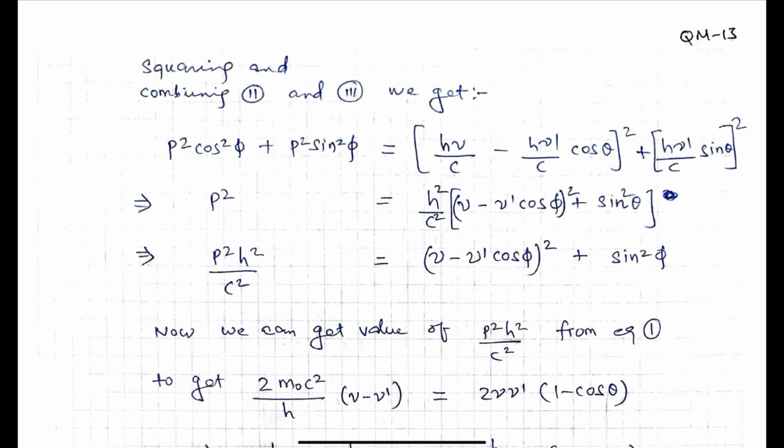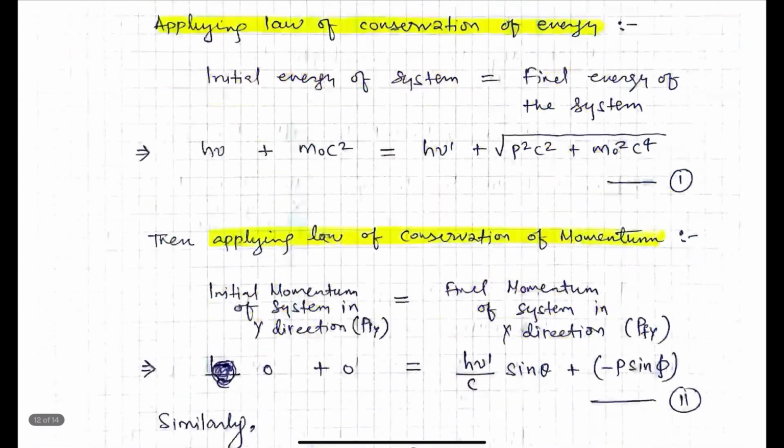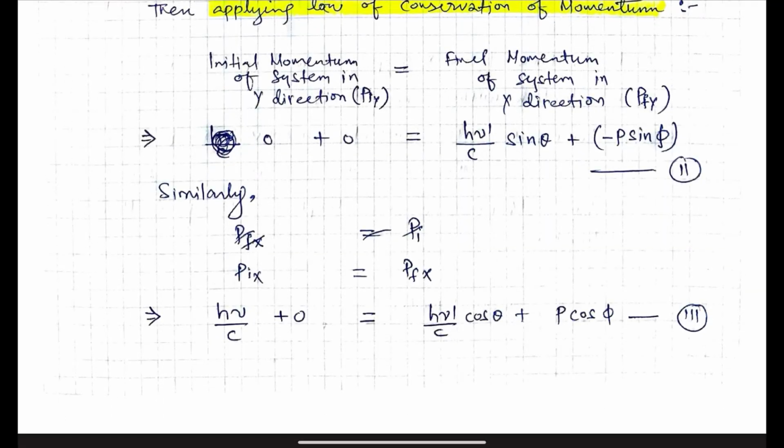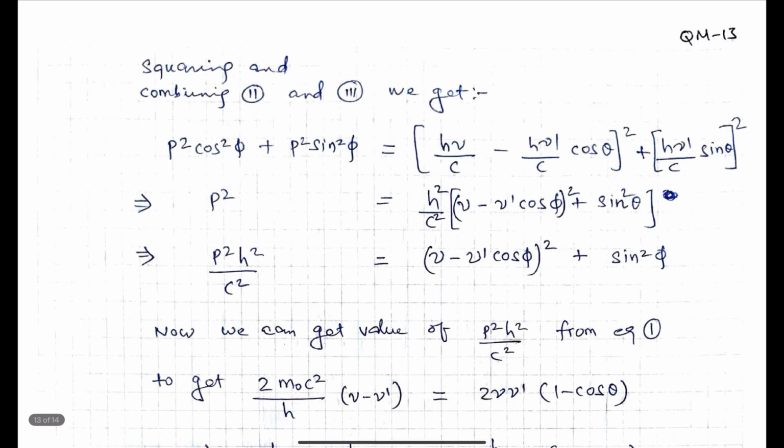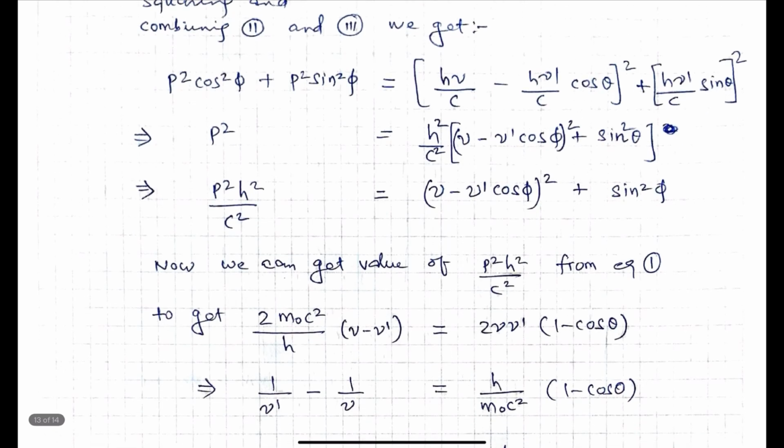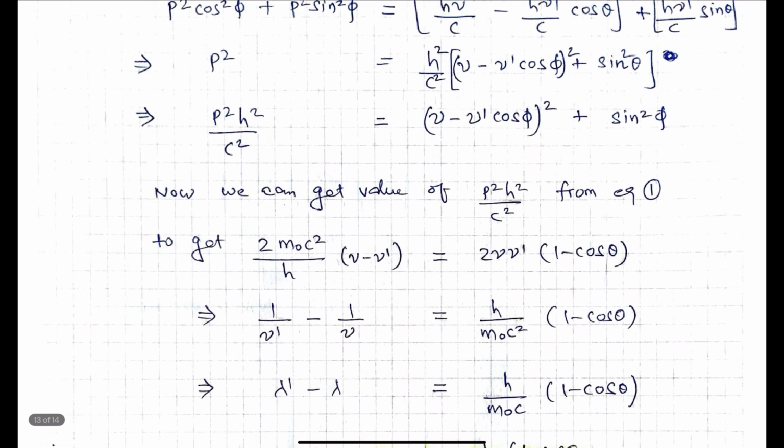Now what we will do is square equation 2 and equation 3 and combine them. Whenever we square them and combine them, we will notice that this one has a cos theta term, this one has a sin theta term, and the coefficients are the same. So the p square sin square phi and p square cos square phi terms will give 1 after summing up, and the angle terms will get cancelled out. Okay, and you will have to manipulate something like that.